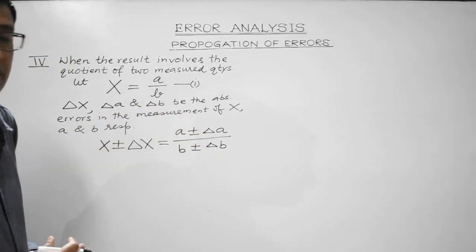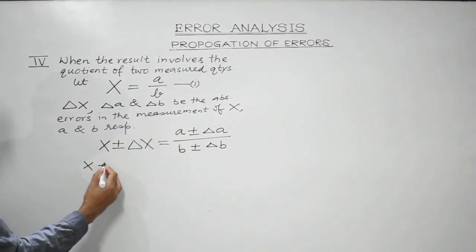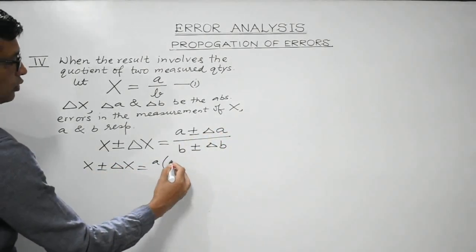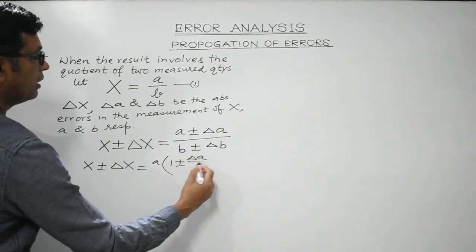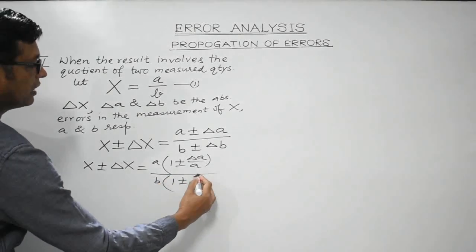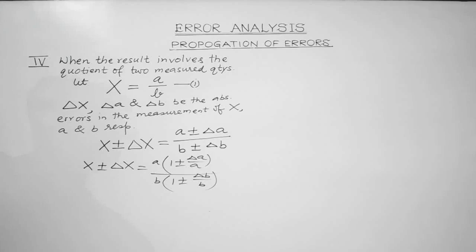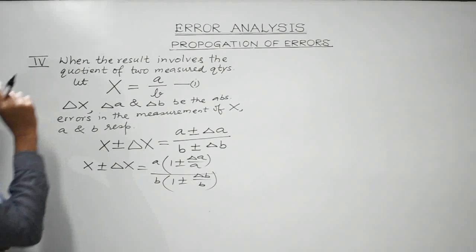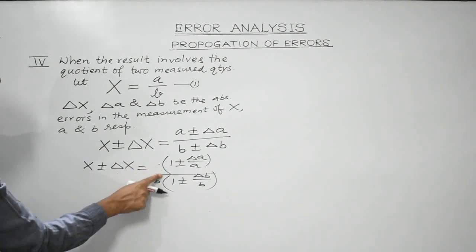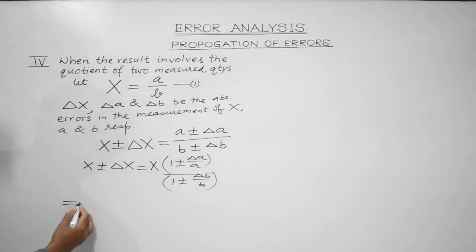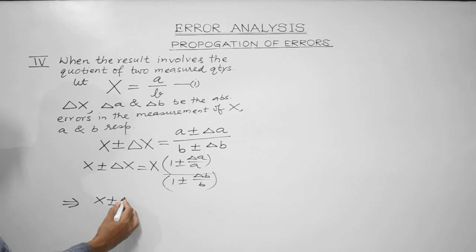Now let's solve it and try to rearrange the terms. What we get is x plus minus del x equal to a, which can be taken as common, so we get 1 plus minus del a by a. In the denominator b can be taken as common, so we can write 1 plus minus del b by b. Now look, a by b: from equation 1, a by b is x. So in place of a by b, we can write x, and still further we can write it as x plus minus del x divided by x.